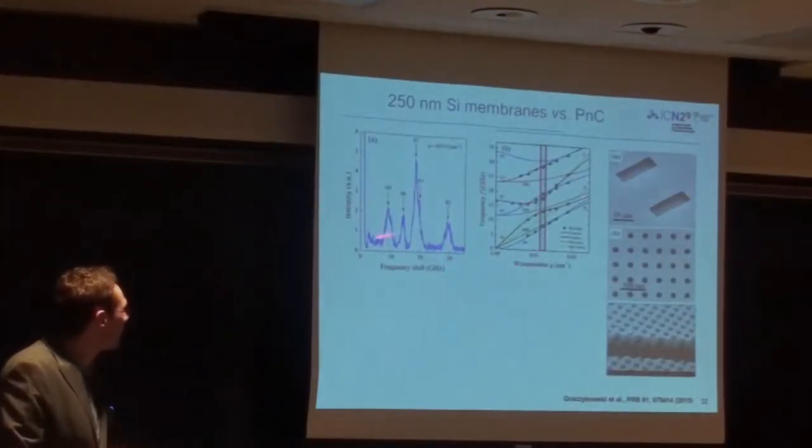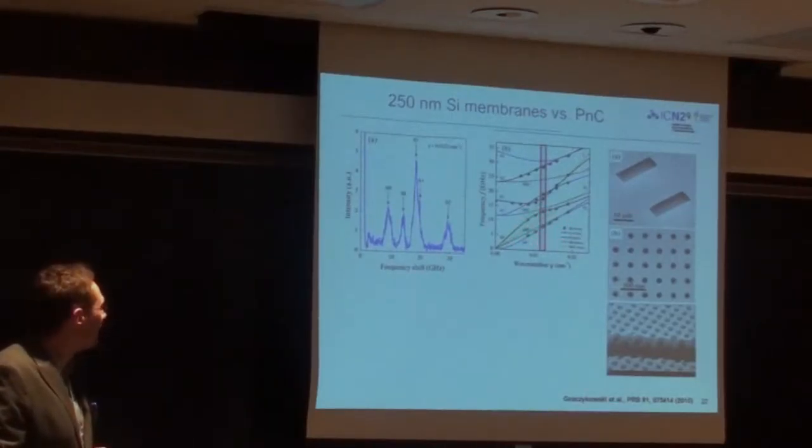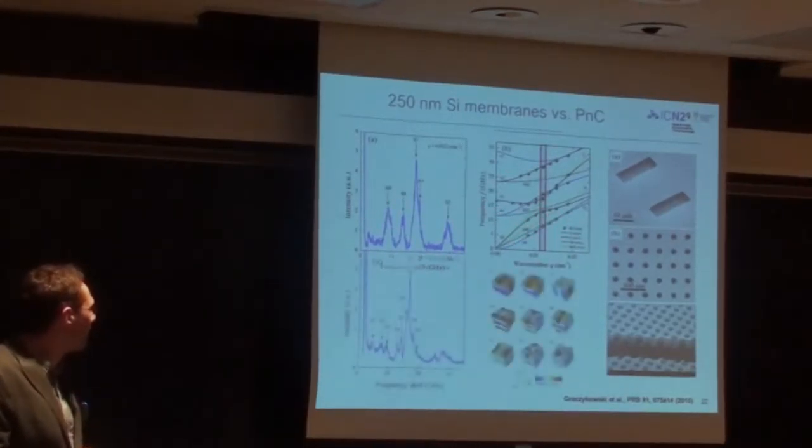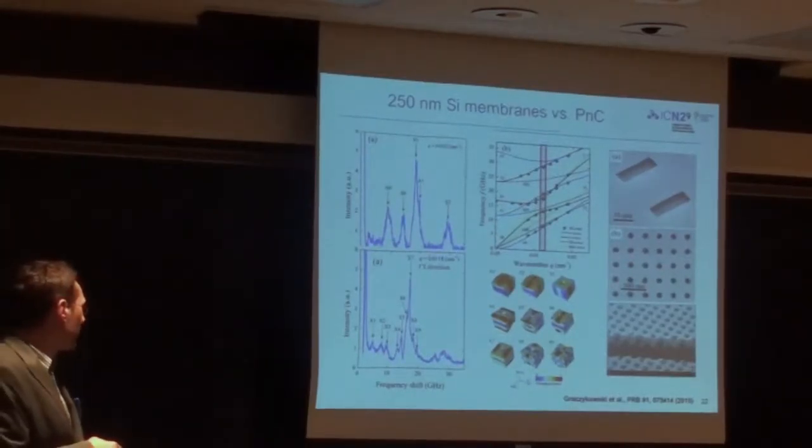So again, we start from the BLS, from the acoustic phonon dispersion relation. This we've seen before in the unpatterned membrane. And so the question is, what happens if we introduce this second order periodicity?